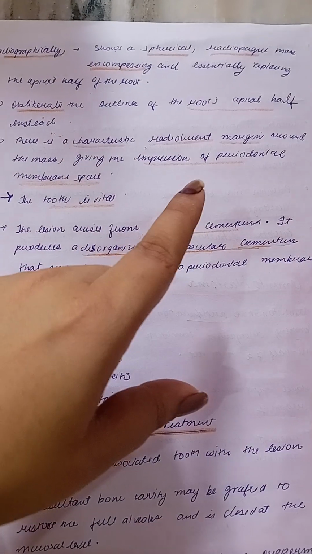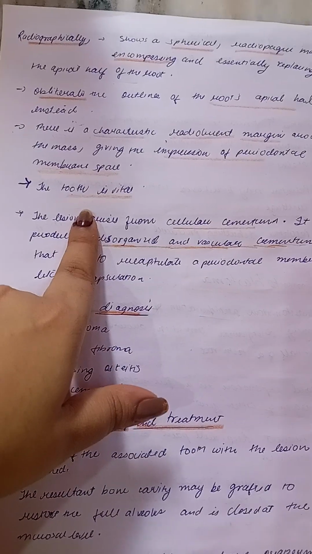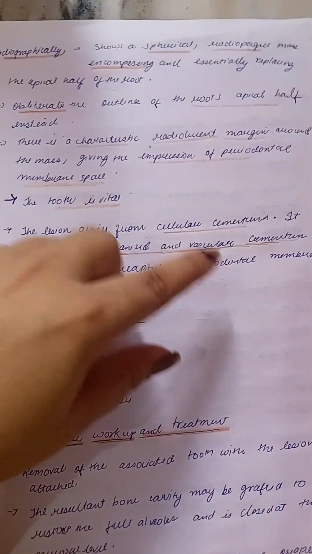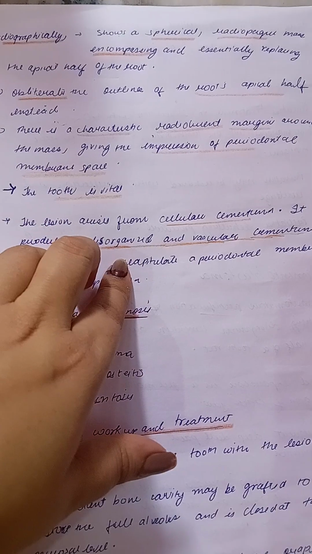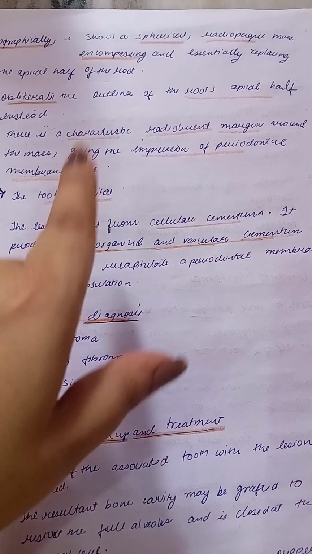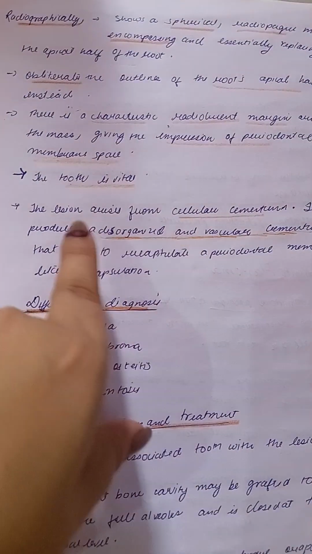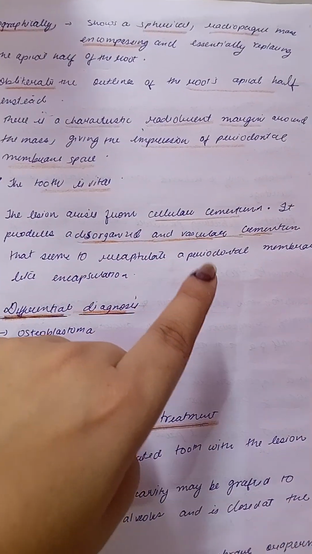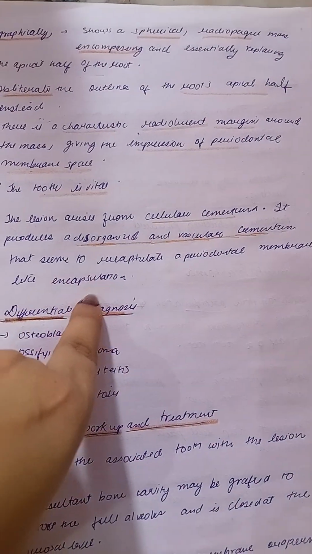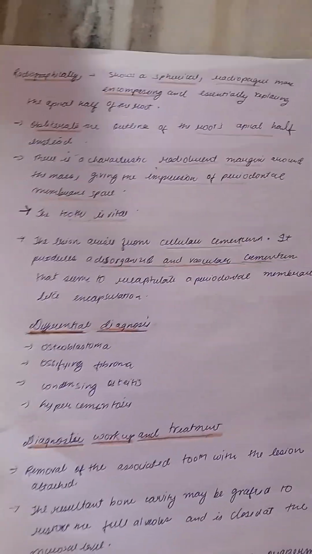There is a characteristic radiolucent margin around the mass, giving the impression of periodontal membrane space, and the tooth is vital. Mostly the tooth is vital, and around the radio-opaque mass there is a radiolucent margin. It gives the impression of periodontal membrane space. The lesion arises from cellular cementum. It produces a disorganized and vascular cementum that seems to recapitulate a periodontal membrane-like encapsulation. Okay.